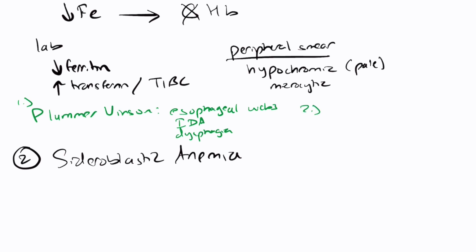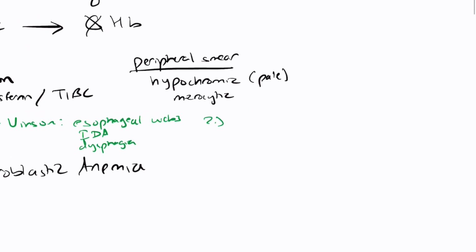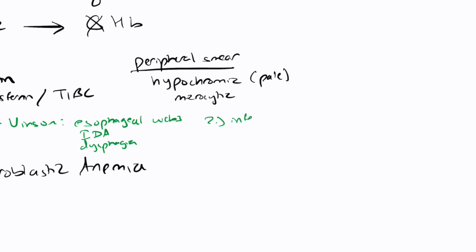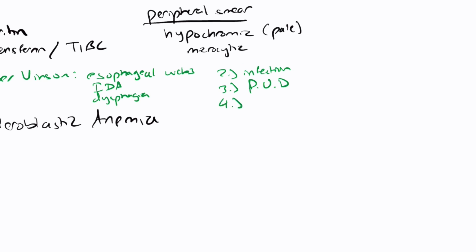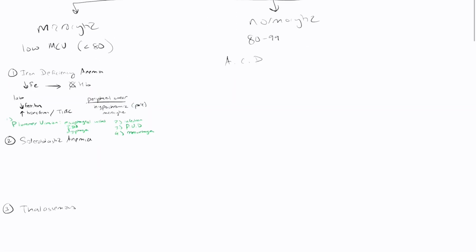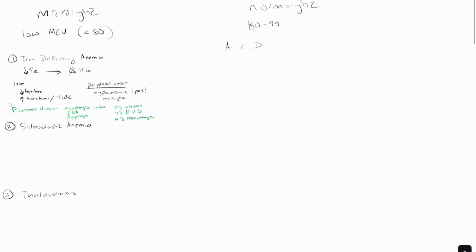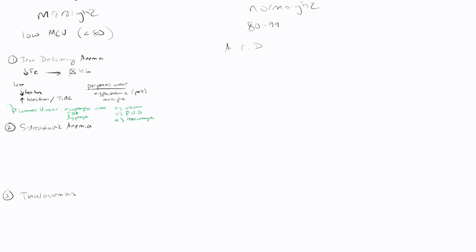The second one that I've seen in my preparation is infection definitely can cause this. And then peptic ulcer disease can also cause this. And then another example would be menorrhagia. So those are your four clinical associations, and that's basically it for iron deficiency anemia.